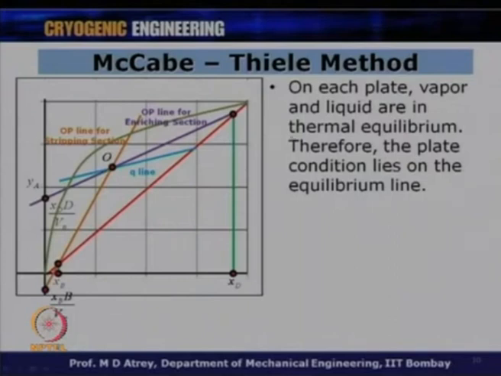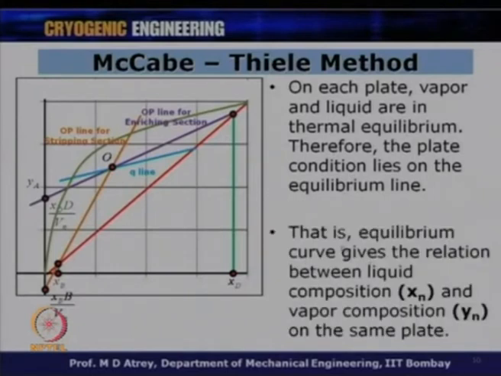So, on each plate vapor and liquid are in thermal equilibrium. Therefore, the plate condition lies on the equilibrium line. That is, the equilibrium curve gives the relationship between the liquid composition xn and vapor composition yn on the same plate. So, it relates yn and xn for every plate. This is what is denoted by the equilibrium curve.